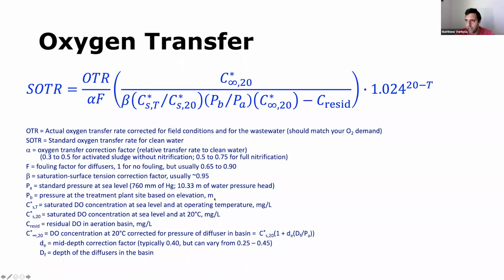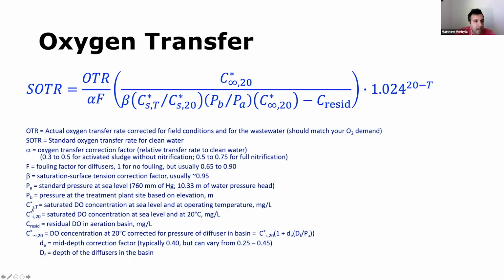All right, so if we were to construct an activated sludge system at sea level, it's going to perform differently in terms of oxygen transfer rates than if we were to build it up in the mountains, where we have lower pressure and less oxygen transfer. And we have to correct for that by using this ratio of P sub B over P sub A.